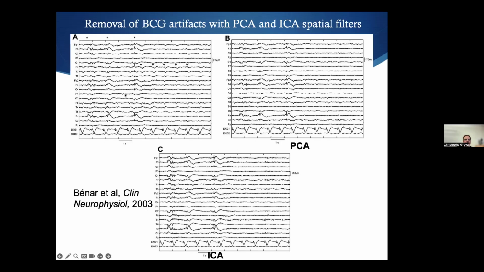And here you have an example of how it has been. You have here the original data. You see 3 epileptic spikes, and then you see plop, plop, plop, plop, plop, which are the remainder of the ballistocardiogram. And it has been nicely removed here. We still see a little bit from the PCA, and we see clearly less here.